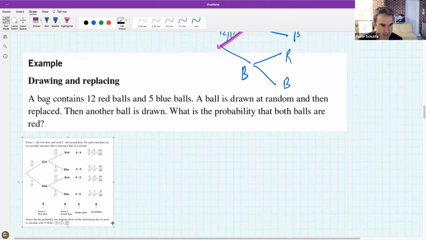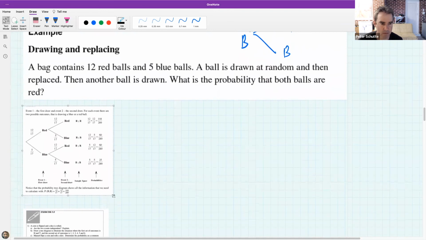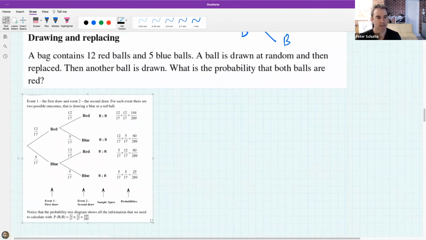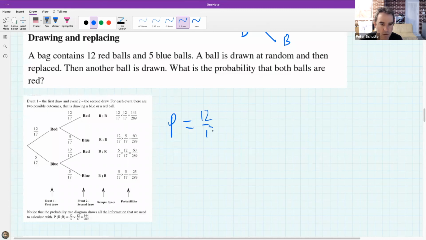So did you get, this is the big answer, did you get 144 over 289? That should be your final answer. So it's going to be, which equals 144 over 289.